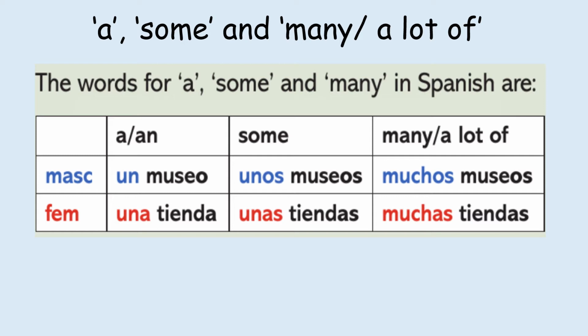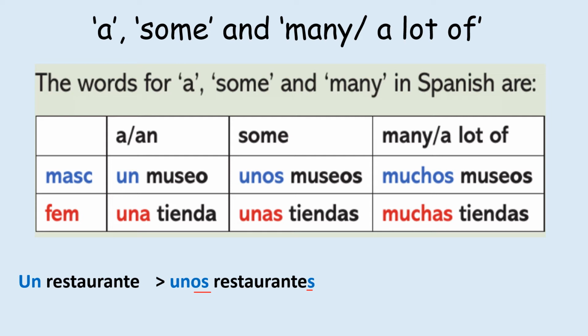Some more examples. If I want to say a restaurant in Spanish, it's masculine. So I'm going to say un restaurante. If I want to say some restaurants, as I know it's masculine, I'm going to choose unos restaurantes. And as you can see, it's very important that because it's plural, unos, I also add the S in restaurantes. I need to do agreements.